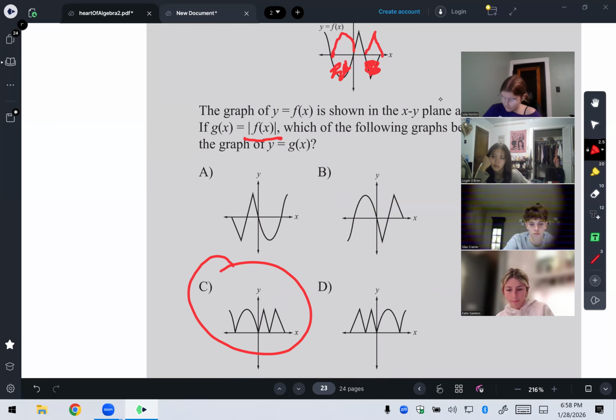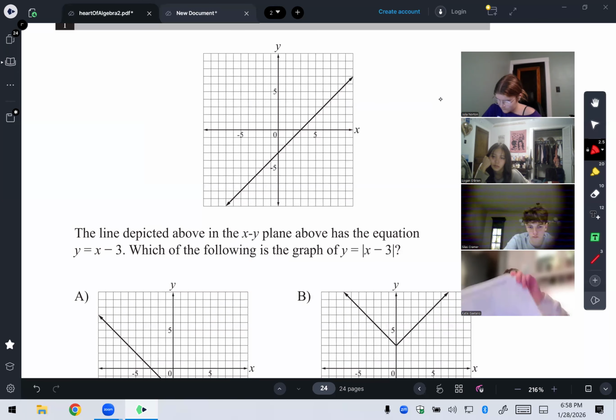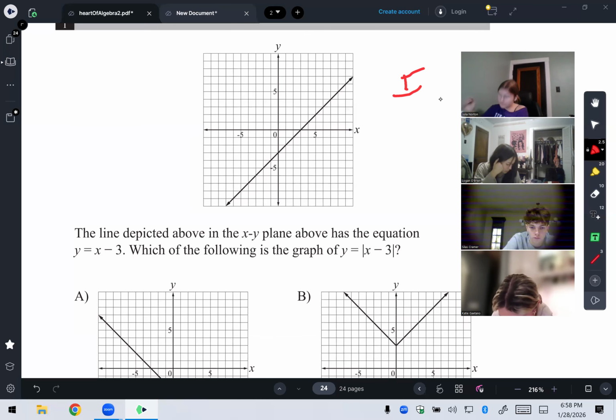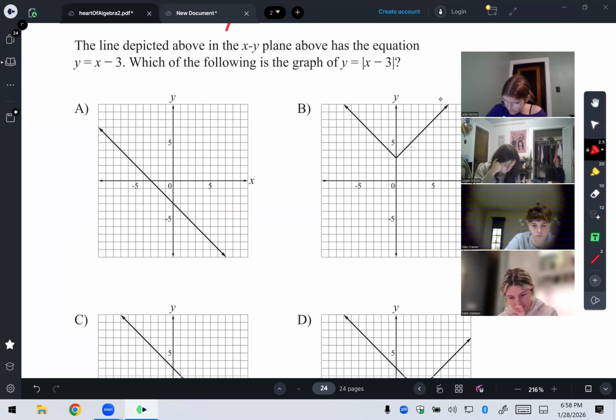And then the last page, yay. The line depicted above in the xy plane has the equation y equals x minus 3. We want to put everything into quadrants 1 and 2. So right at this point, it's like a mirror, right? We're making a mirror of that. And nothing in 3 and 4. And so that's beginning to look a lot like Christmas. Not Christmas, we had Christmas over the weekend. D, right?